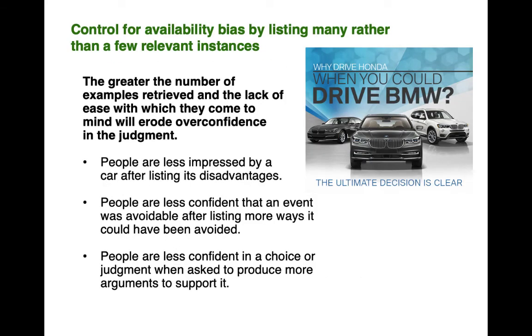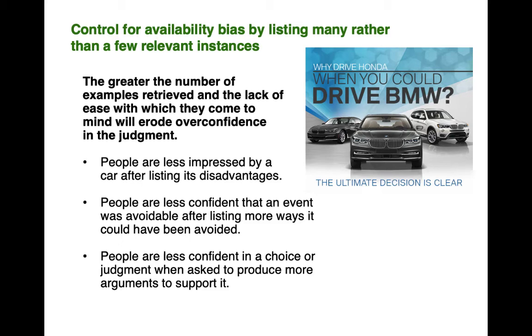You can control for availability bias by listing many rather than a few irrelevant instances. The greater the number of examples you can recall, and the lack of ease with which they come to mind, the difficulty you have recalling, will erode overconfidence in your judgment. For example, people are less impressed by a car after listing its disadvantages. People are less confident that an event was avoidable after listing more ways it could have been avoided.